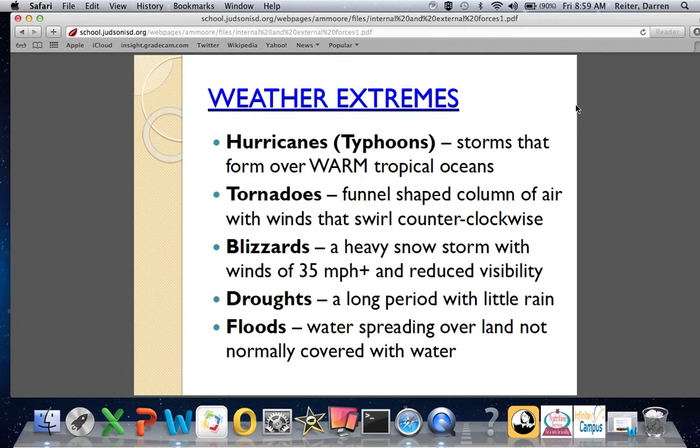Now, the last thing you look at then is some of the items that you read about yesterday. Your hurricanes, your tornadoes, your blizzards, your droughts, and your floods. Hopefully you got an understanding of what some of these items were and what causes them yesterday in your readings. If you didn't, we have to make sure that we go back and read some of those because we'll get questioned on some of those on a short test or quiz coming up very, very shortly.